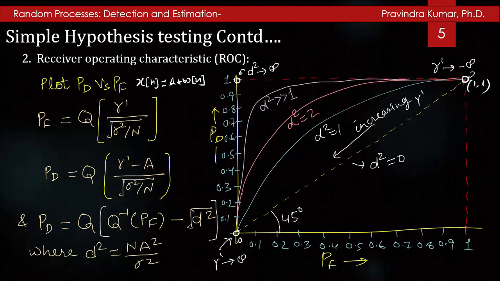will be 0, 0, and this value is gamma dash, and the slope of the ROC curve at any point (PF, PD) is equal to the threshold value gamma dash. Also, the points of the ROC curve should satisfy that the probability of detection is always greater than or equal to the probability of false alarm. This is the ROC curve, and you can see this is a concave curve.